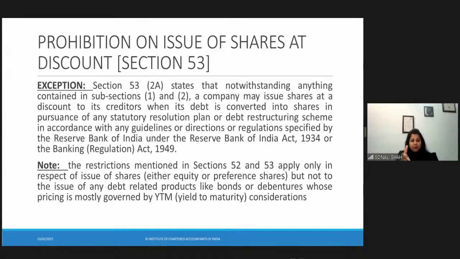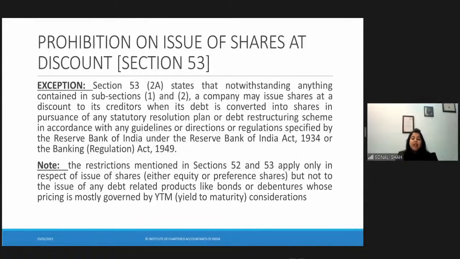But there is an exception. A company may issue shares at a discount to its creditor when its debt is converted into shares at the time of resolution or debt restructuring. What happens is that sometimes the debt of a company goes to such a level that it becomes difficult to continue the company, and the company goes into insolvency. In that case, the insolvency professional who comes in restructures the debt or proposes a resolution plan, the plan to resolve the debt problem of the company. In that case, the shares can be issued at a discount to its creditor.